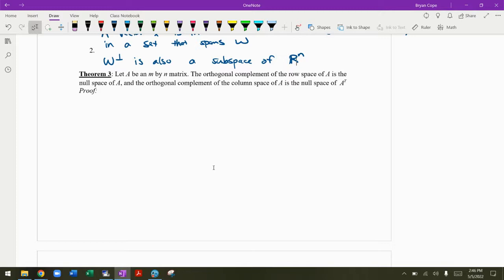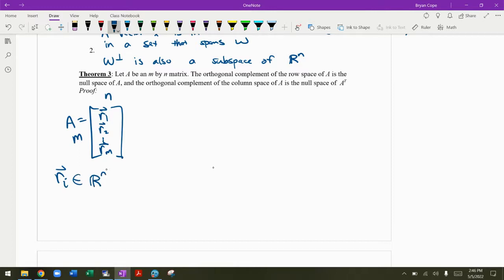Okay, so let A be an m by n matrix. The orthogonal complement of the row space of A. We've not talked about row space much, right? But consider A to have a bunch of rows which are each members of what? Wait, are there m of them or n of them? M, yeah, there are m, right? Because this matrix is an m by n. So all of the Ri's are members of Rn.